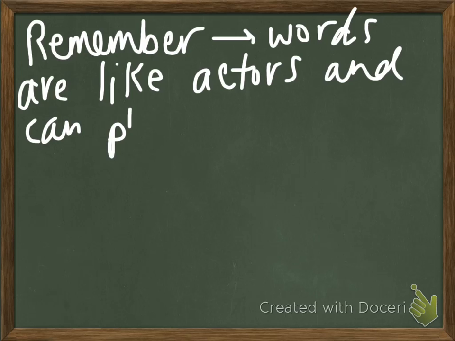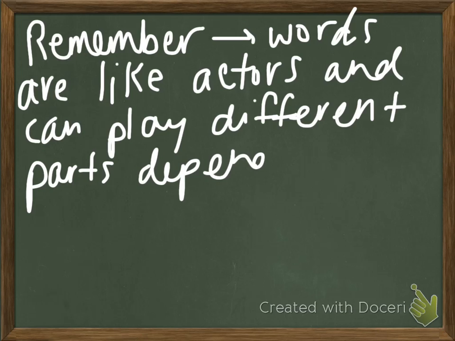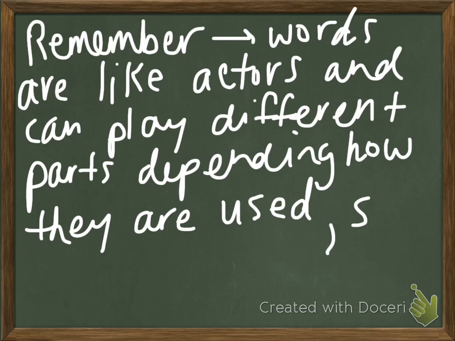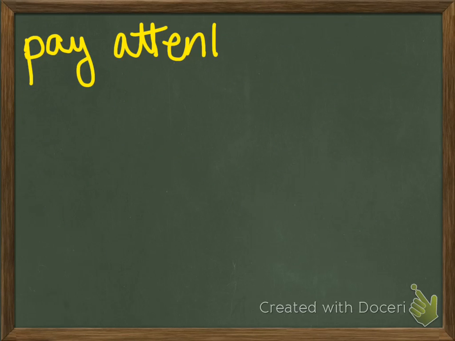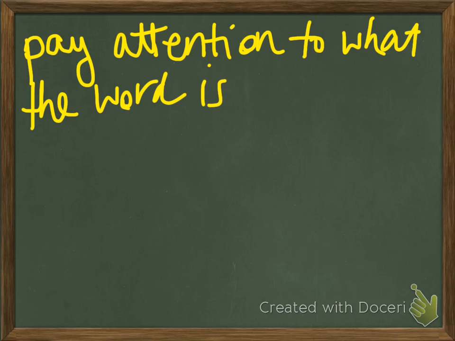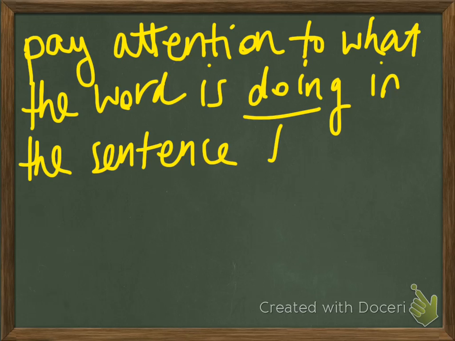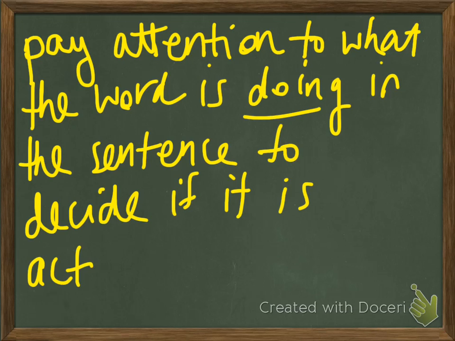Remember that words are like actors and can play different parts. It depends how you're using them. So some words will be a conjunctive adverb in one sentence, and they may be a subordinating conjunction in a different sentence, but we'll talk about that another day. But just remember that based on how the word is being used in the compound sentence, you have to determine if it's acting as a conjunctive adverb.